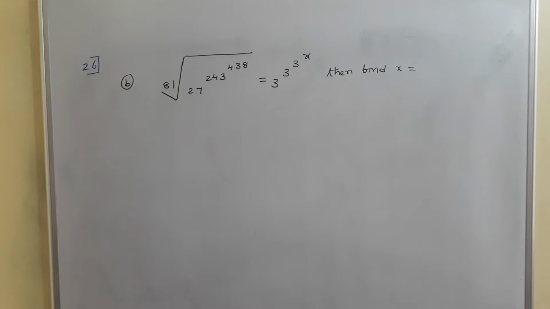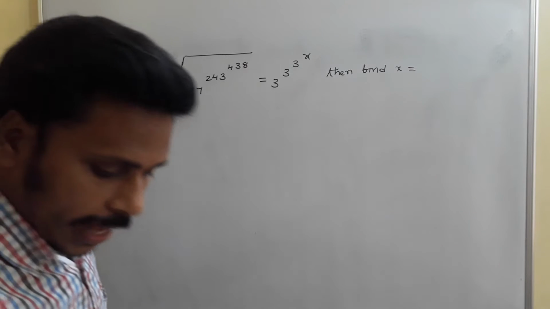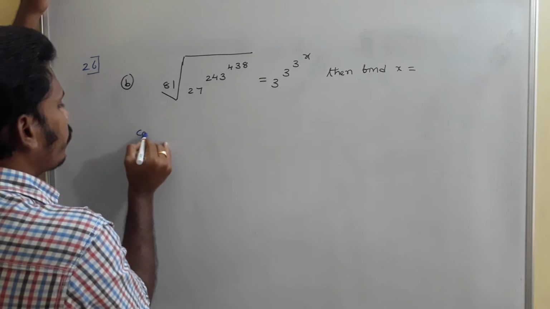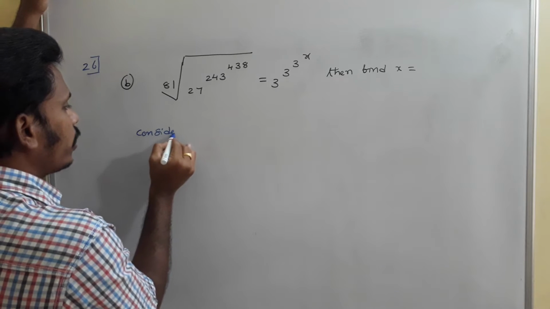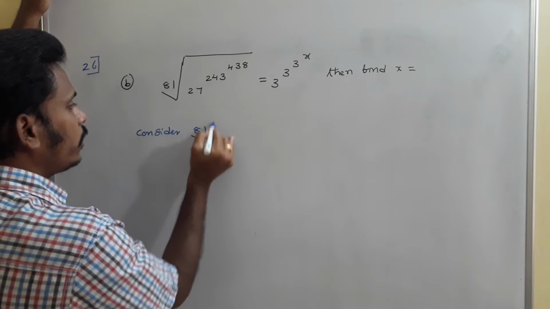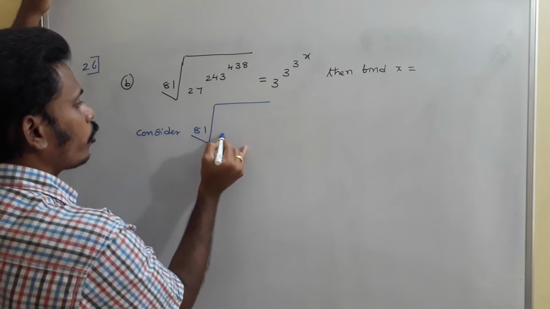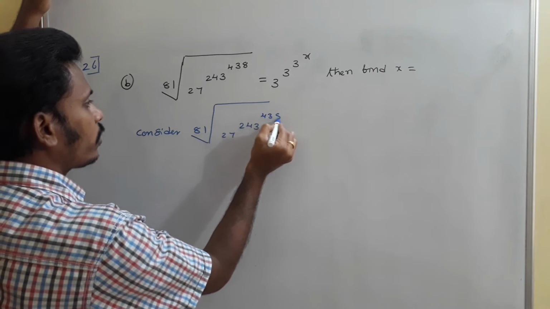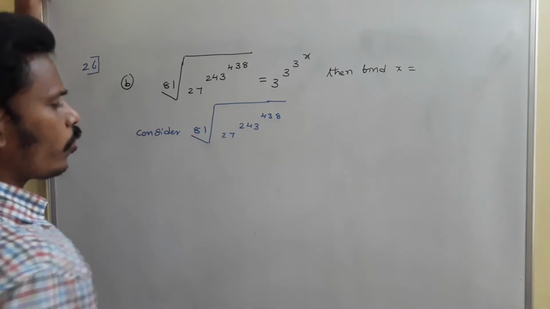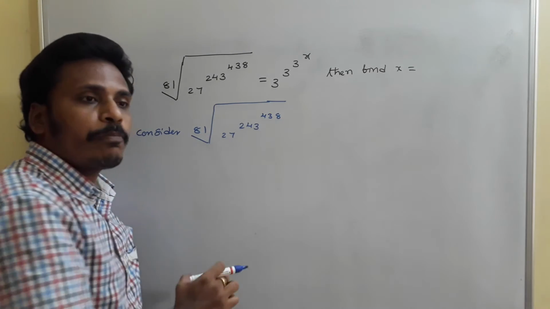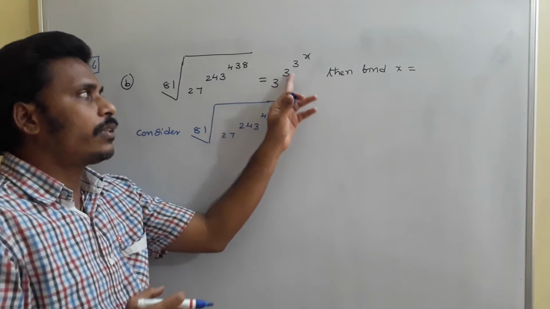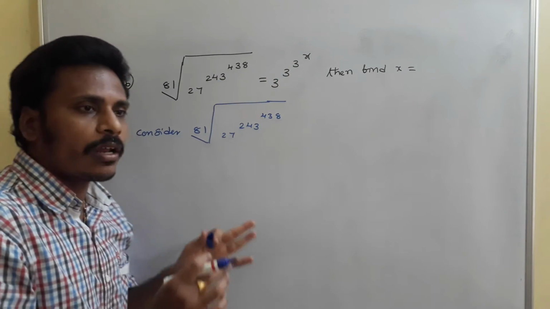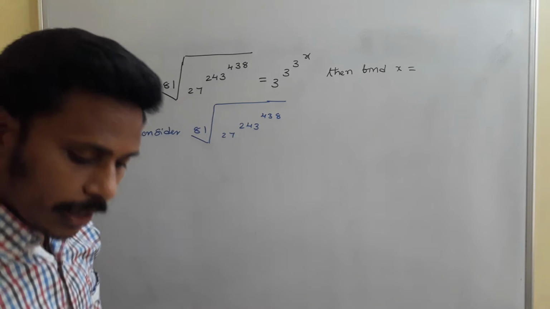So now just observe this problem. As we discussed in the previous problem, here again we need to start with the left side. So you just consider this 81st root of 27 to the power 243 to the power 438. I need to express this left side part as 3 power 3 power 3 power x, and that x we need to find. So very simple, our target is to convert the complete problem in terms of 3.